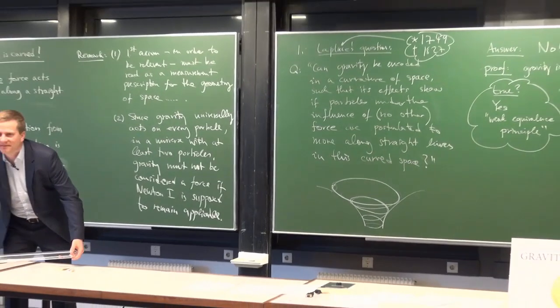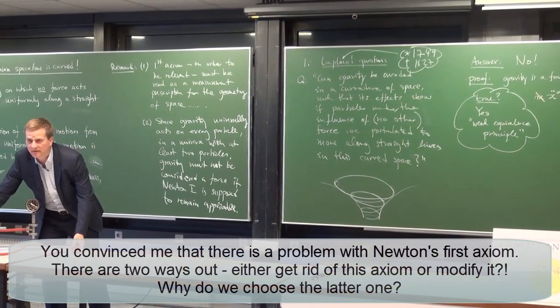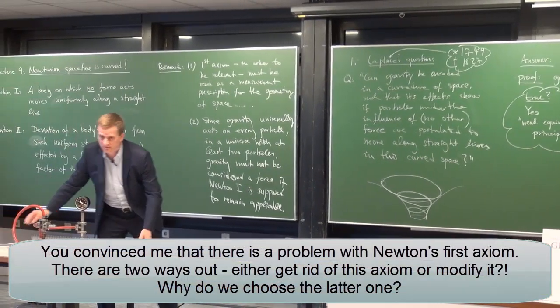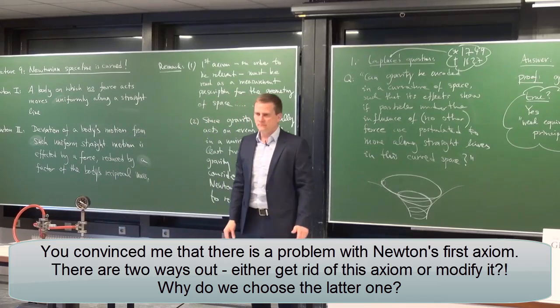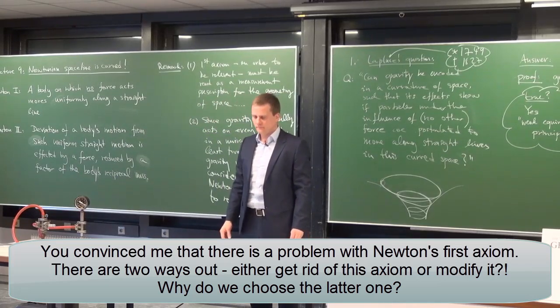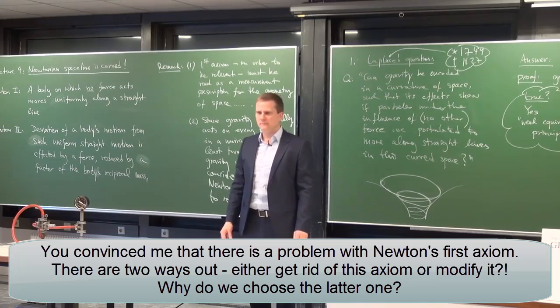Yes. I have two questions. One is a concept that we have a problem. There are two ways out of the problem. One is we want to keep up Newton's first axiom, but the other one is we could just dispose of it. So why do we choose?